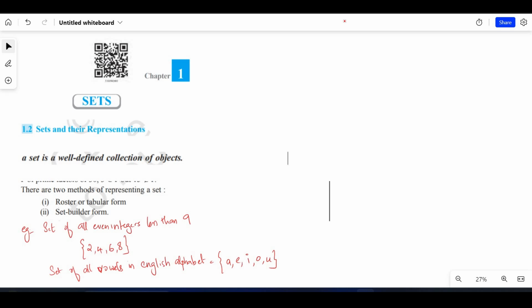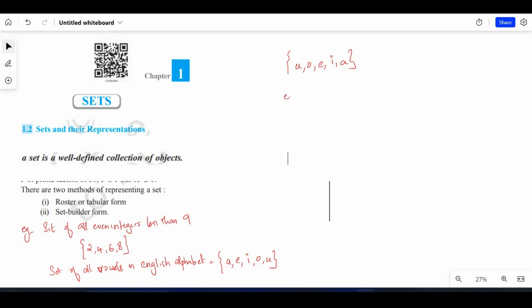You can write, for example, the set of vowels in English alphabets as U, O, E, I, A. So the order in which the elements are listed is immaterial. And also we can say that the elements are generally not repeated.